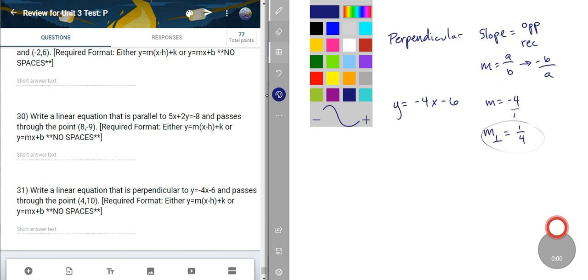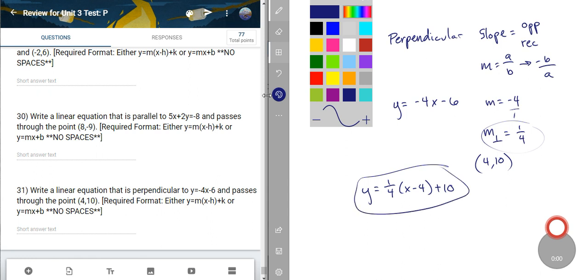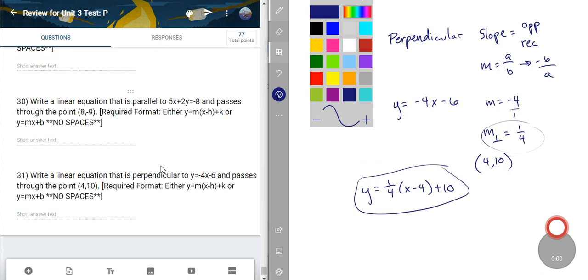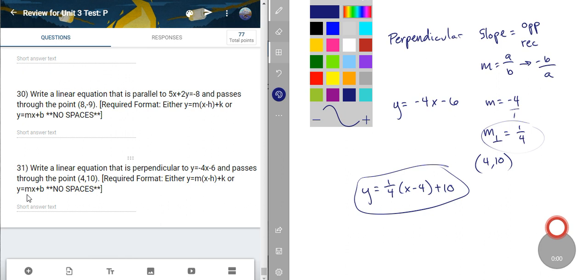Okay, so now I have slope. They've given us a coordinate point of 4, 10. Our equation is y equals 1/4, there's my perpendicular slope, x minus h plus k. And we're done. Try not to overthink or overcomplicate those, but I will accept it in slope-intercept form if that's your preferred method. You'll have to do some multiplication and keep working.